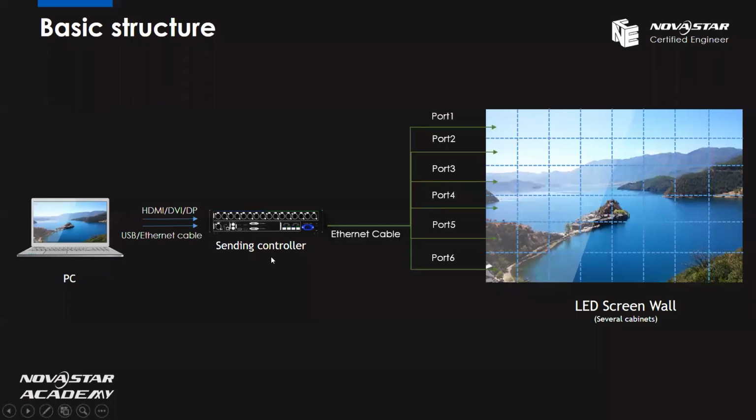So the sending controller can send this video signal to the receiving cards, which are on the LED display. Regarding the LED display, it is composed of many LED cabinets. So this is the most basic structure of the LED control system. But there is another situation.